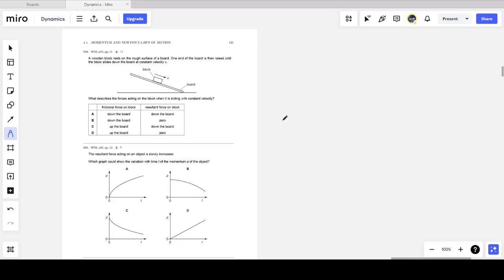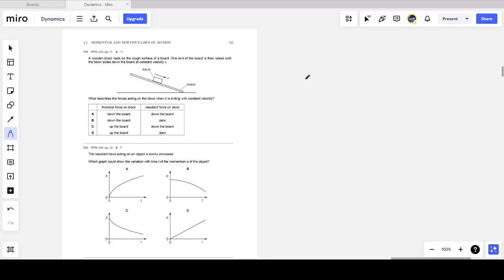We are told that a wooden block rests on the rough surface of a board. One end of the board is then raised until the block slides down the board at constant velocity v. And we want to know which of the statements describes the forces acting on the block when it is sliding with constant velocity. Frictional force and the resultant force. We basically want the direction of the frictional force and the resultant force.